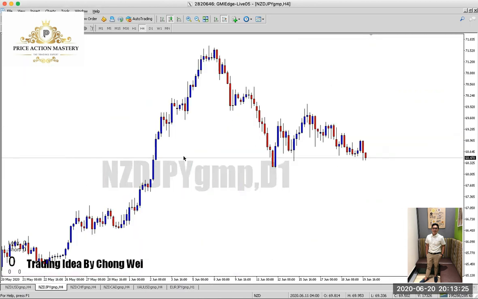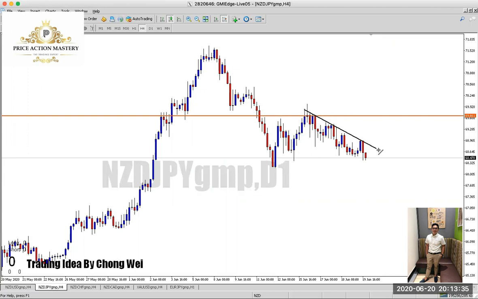Okay, NZDJPY. So let's look into it. This is the key line. Maybe some of you will be drawing a trend line. Yes, trend line. As you can see, the market is traveling in a channel, but this is a so-called downtrend channel, right? I believe you can easily see that the market is going to retest here, and we can see a further downside. This is for New Zealand JPY.